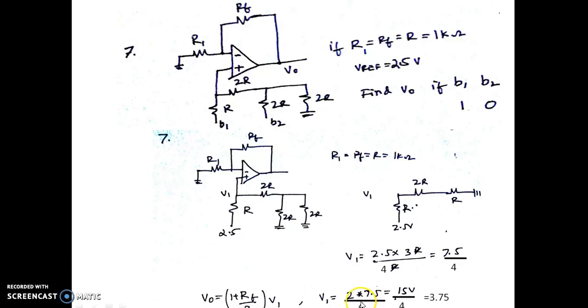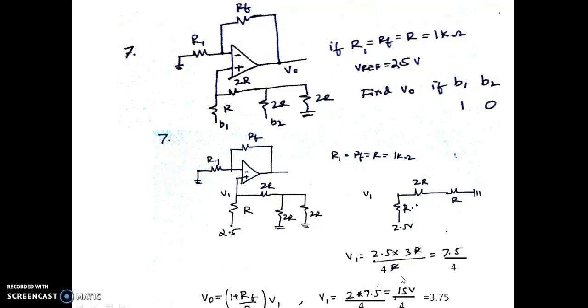Since the gain is 2 here, V1 is 7.5 by 4, and the output voltage is 15 by 4, which happens to be 3.75 volts. This is actually not V0 here, so please make that correction. The output voltage is actually 3.75 volts. Here we have V1 as 7.5 by 4, multiplied by 2, which happens to be 3.75 volts.